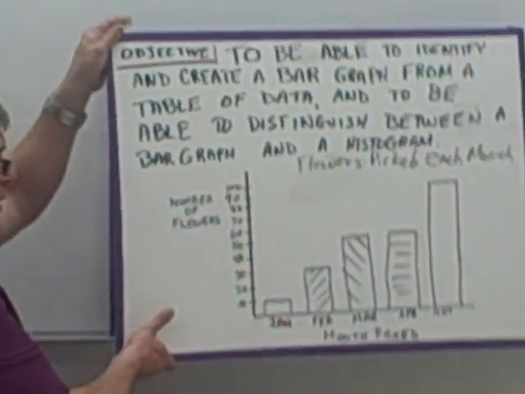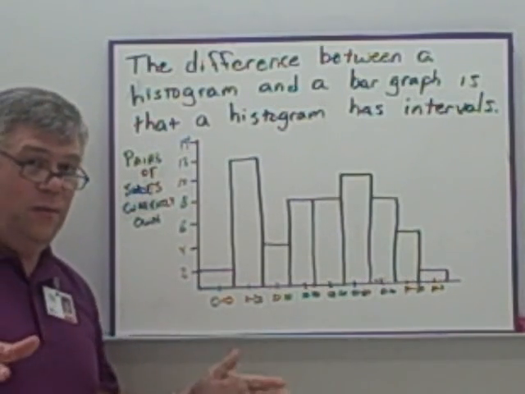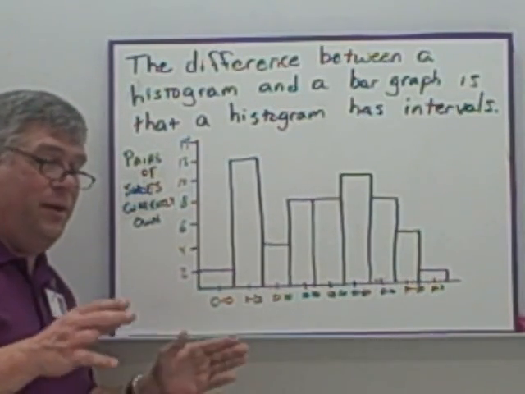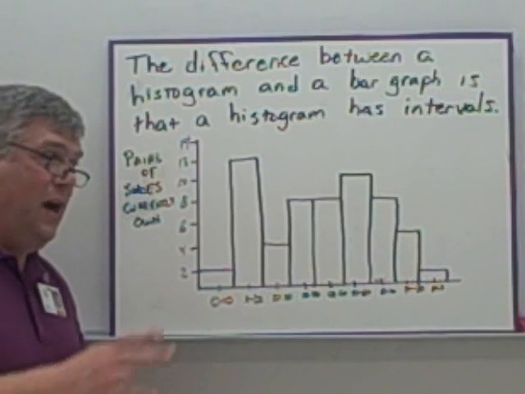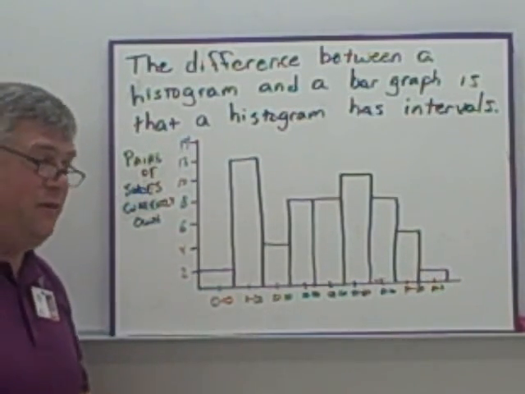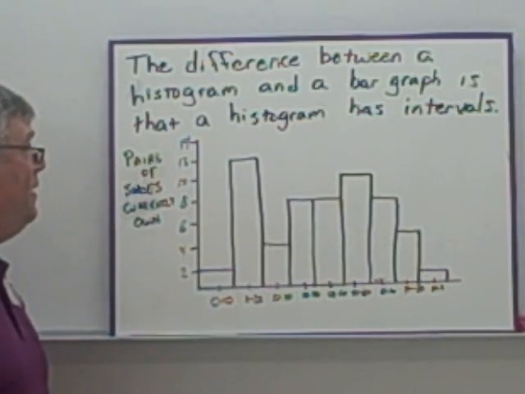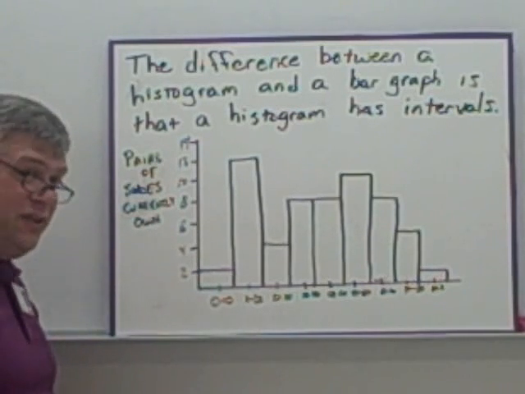Moving on to a histogram here. Now, I just want to be able to distinguish between a histogram and a bar graph in this video. I'm not going to go into all the details on how to do a histogram or what makes a histogram a histogram. The difference between a histogram and a bar graph is that a histogram has intervals.